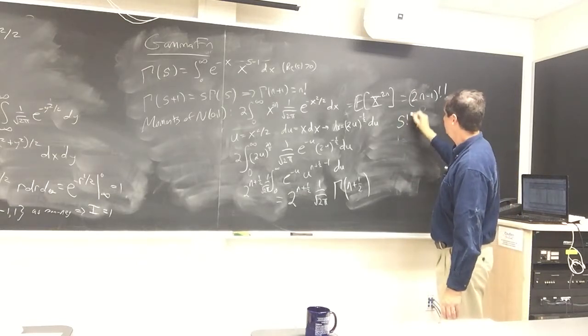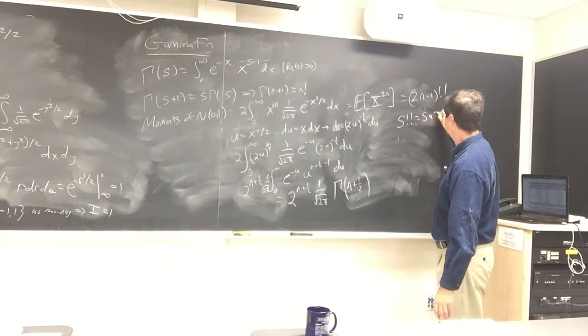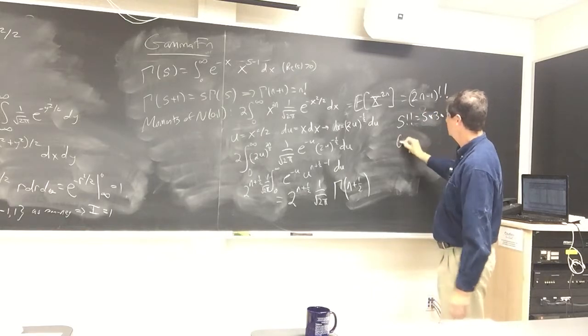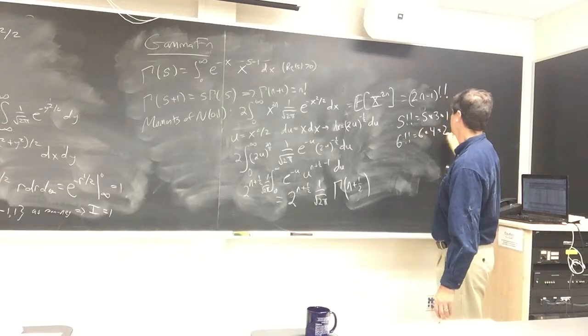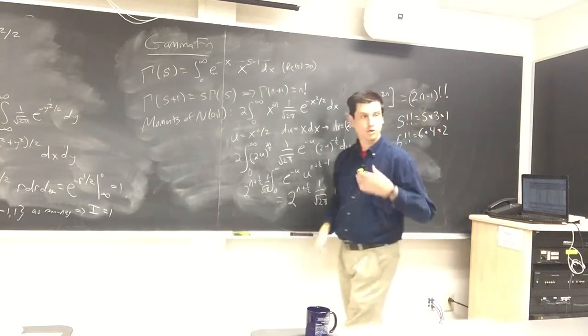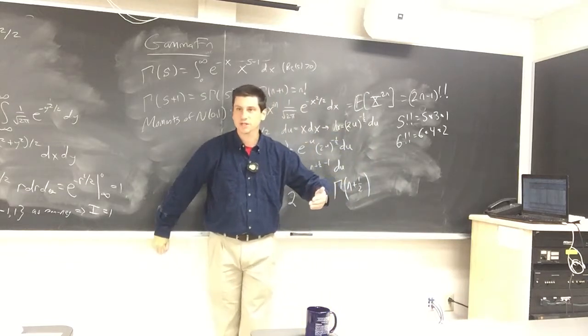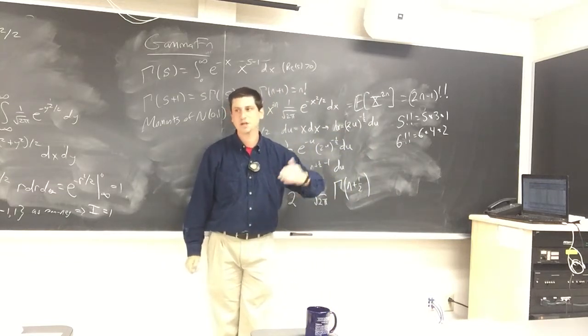So 5 double factorial is 5 times 3 times 1. 6 double factorial is 6 times 4 times 2. So the factorial is you multiply every term until you come all the way down to 1. The double factorial is you multiply every other term.